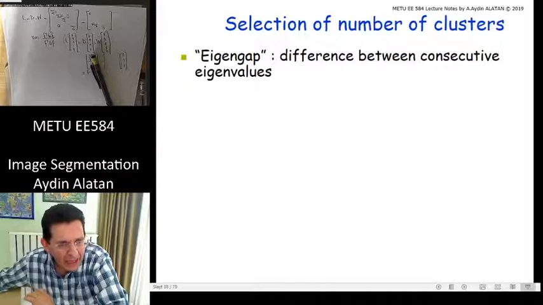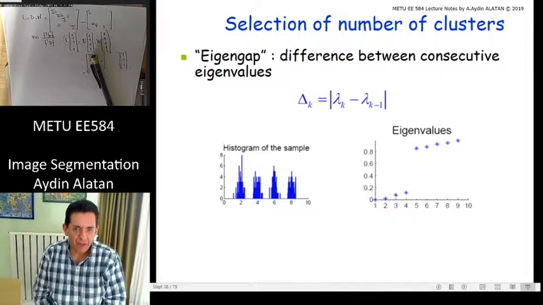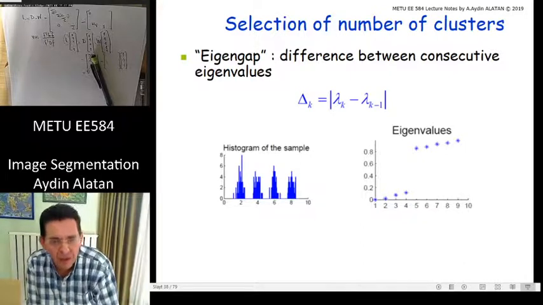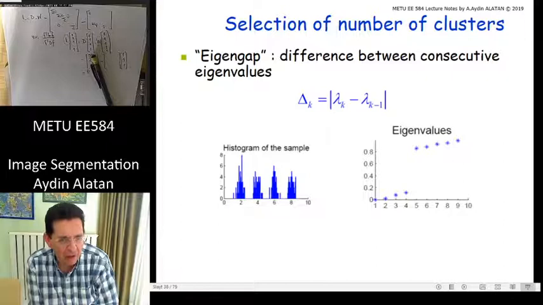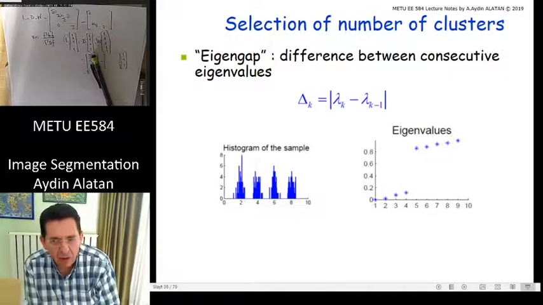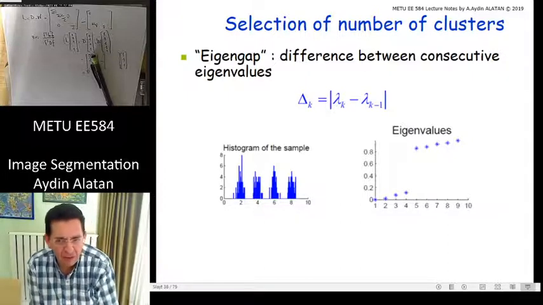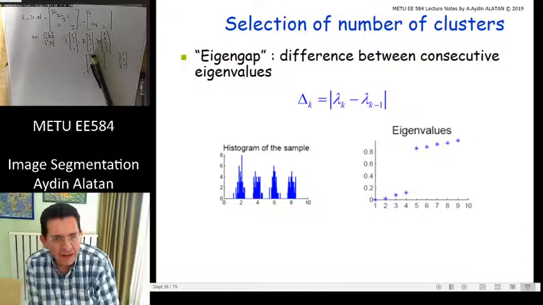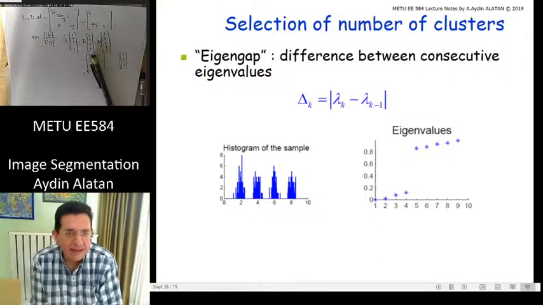This is called the eigengap, the difference between consecutive eigenvalues. Okay, the previous histogram sample, a very clear 4 clusters. Look at the corresponding eigenvalues. The first one is 0. Every time, everything is connected, therefore it's a 0. But 2, 3, and 4, they are basically very small values with respect to the 5, 6, 7, and continue like that. Okay, there is a gap here.